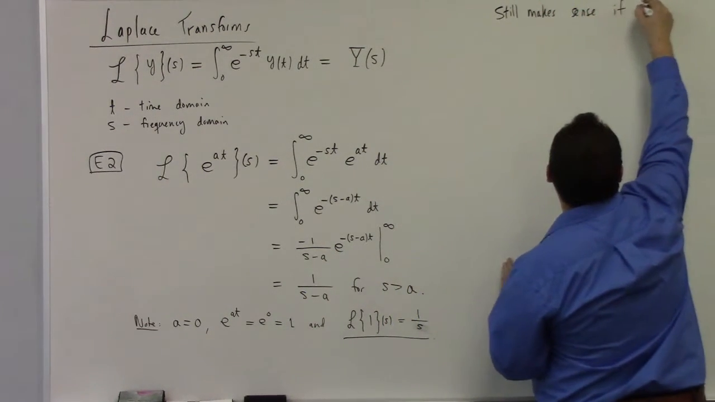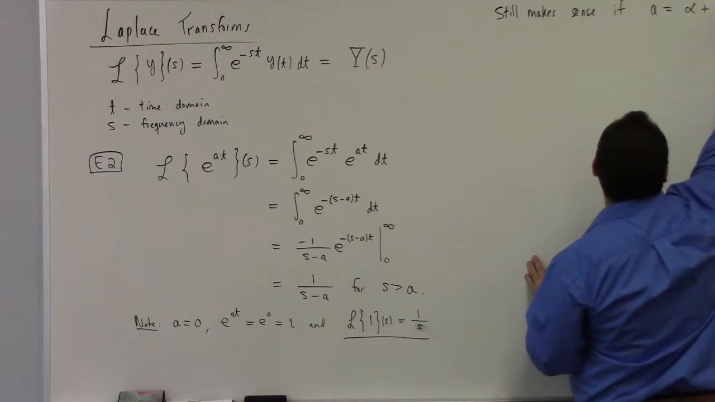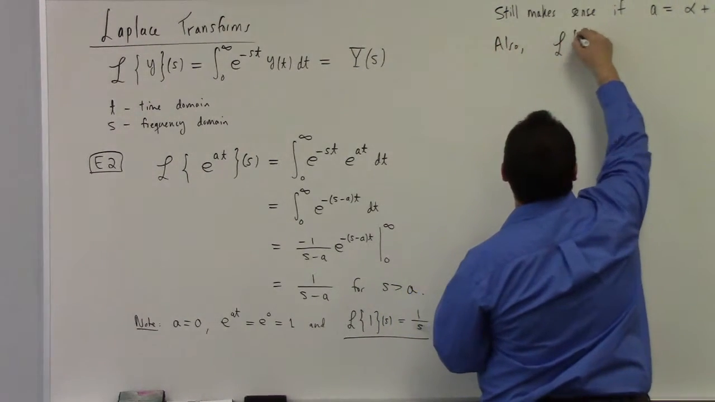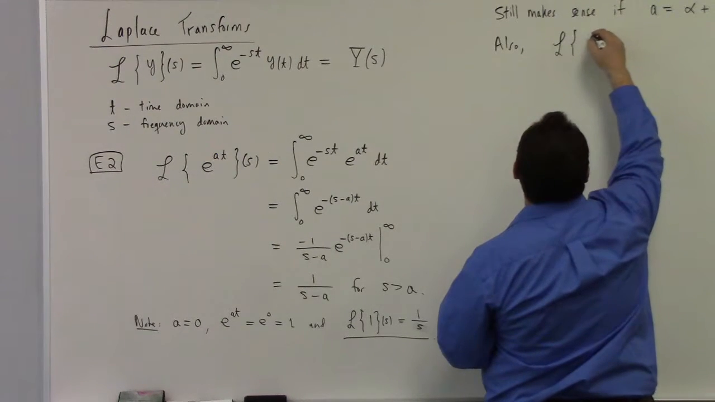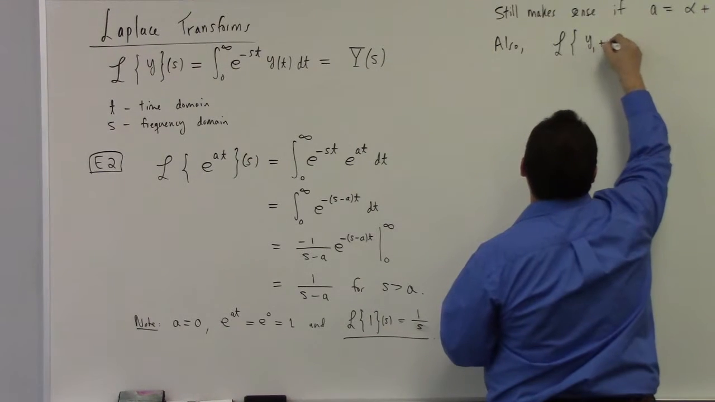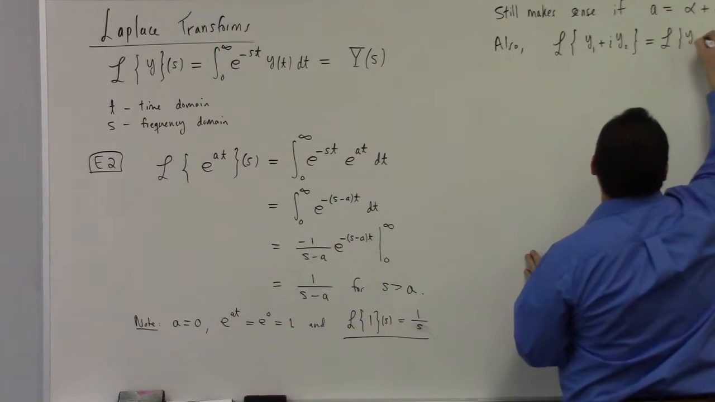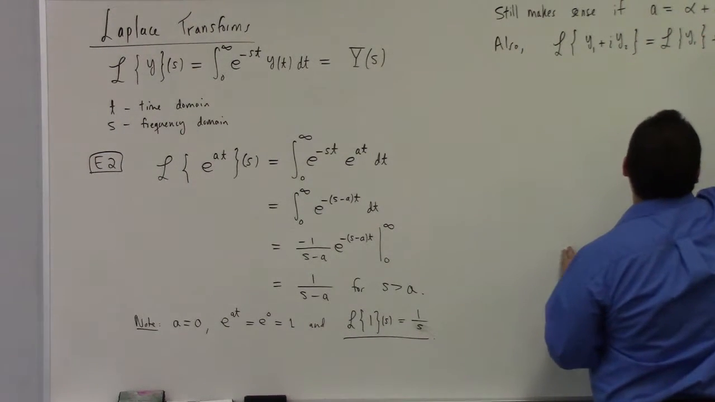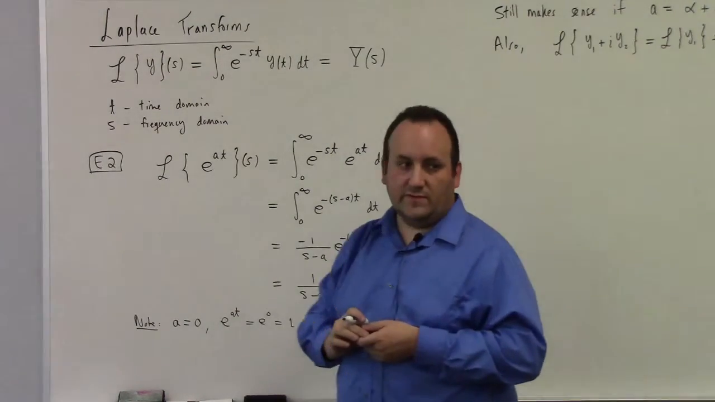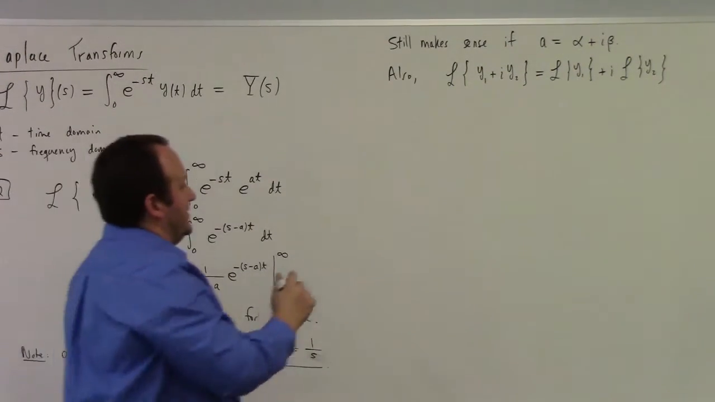If A is equal to alpha plus I beta. Also, you can prove that the Laplace transform of y1 plus I y2 is equal to the Laplace transform of y1 plus I times the Laplace transform of y2. I mean, you can also do other things, like, more generally, you have additivity.